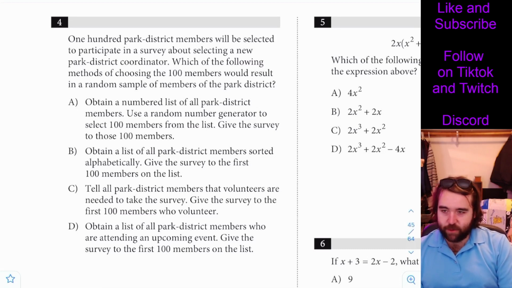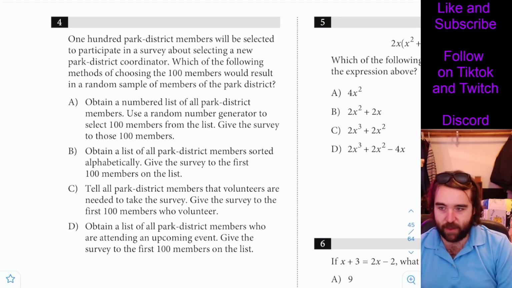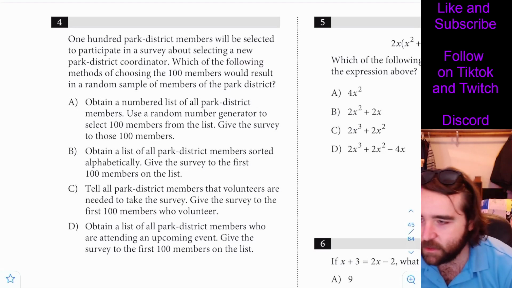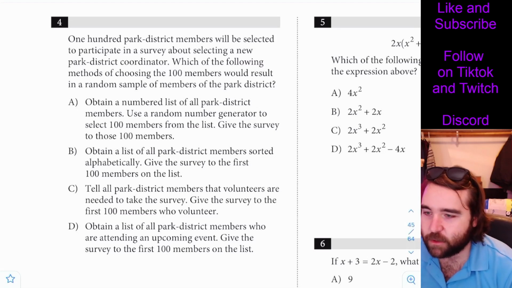So yeah, you'd like B. So let's look and see why the other ones are wrong. So B is wrong because you're just choosing the first alphabetically. So that's not necessarily random. I mean, for one, you're going to be like everybody in the Addams family. You're going to sample, right? So you're going to get a whole bunch of the same families and then just totally exclude some families. So that's no good. Tell all Park District members that volunteers are needed to take the survey.